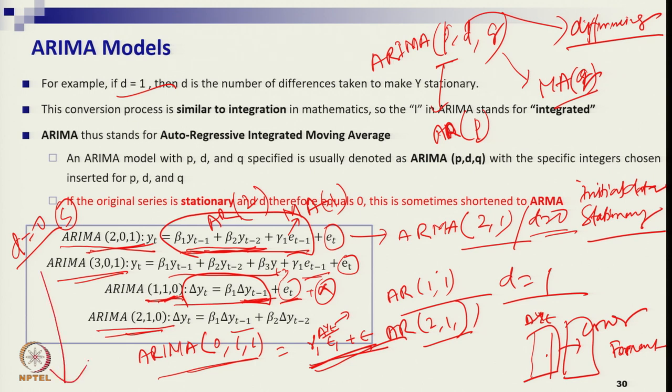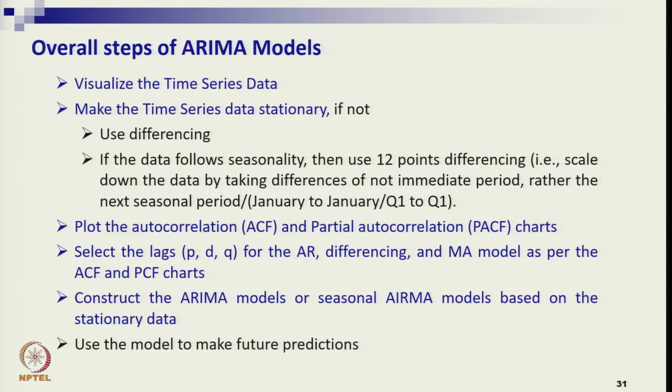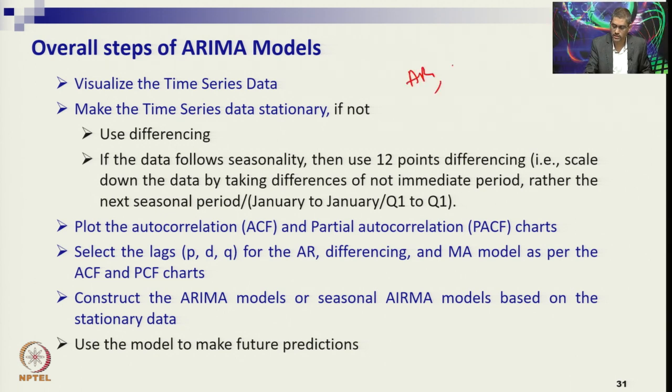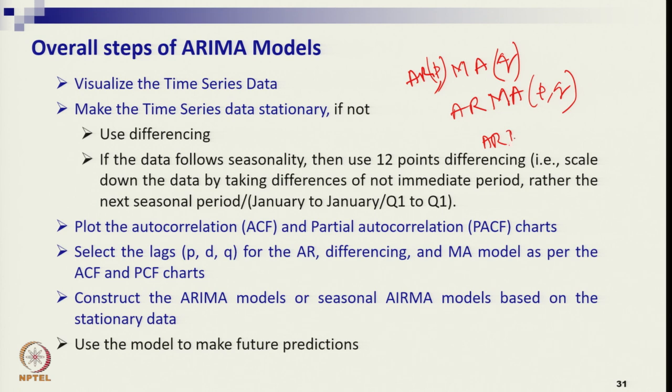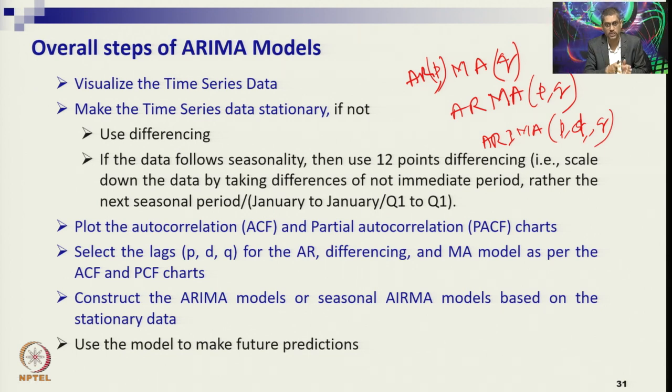So this way you can illustrate any type of AR, MA or ARIMA model, right? This is the overall ARIMA process, auto-regressive integrated moving average process. I believe it is clear to everybody. Now let us understand the overall steps of ARIMA. We have discussed the AR process, the MA process, and the AR and MA processes together. Now we discussed ARIMA also, right? P, D, Q. D is the differencing, the number of times you have differenced the data to convert the non-stationary into stationary. So all this we have discussed now, right?